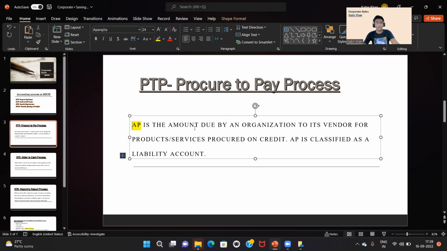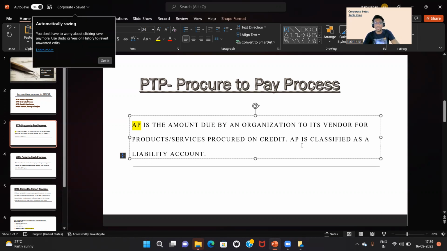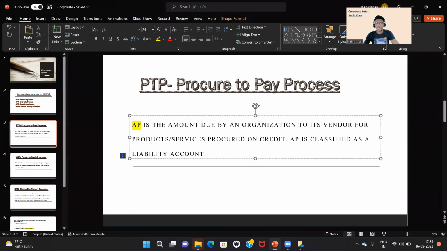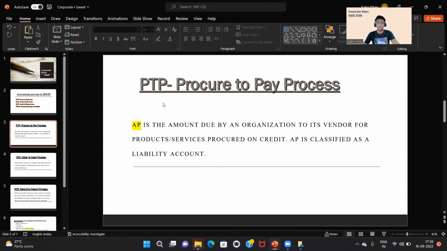Accounts payable is the amount due by an organization to its vendors for the products or services procured on credit. And we all know that accounts payable is classified as a liability account because it is an obligation for the organization to pay outsiders. So this is all about the P2P process. In the P2P process we have sub processes like the invoice processing team and the vendor management team, which we won't discuss in this video; we will discuss them later.